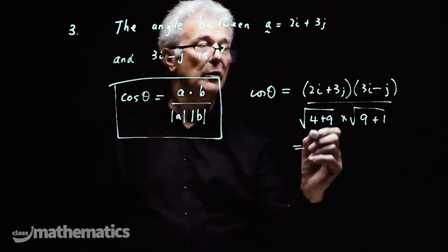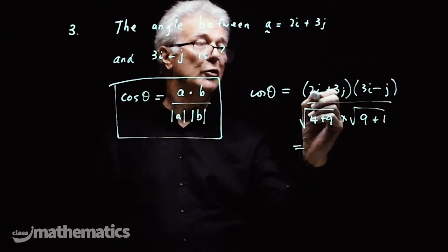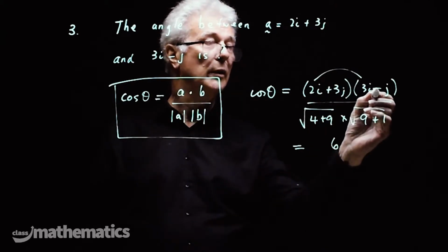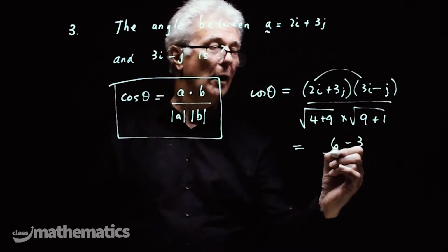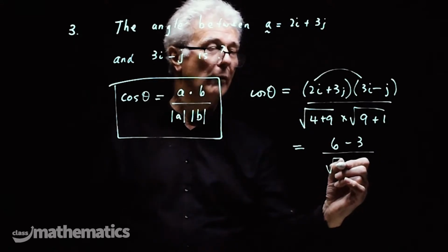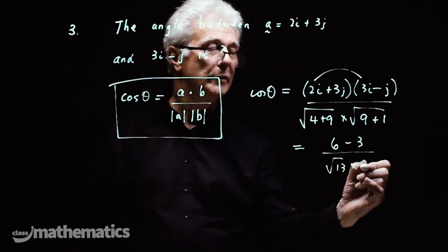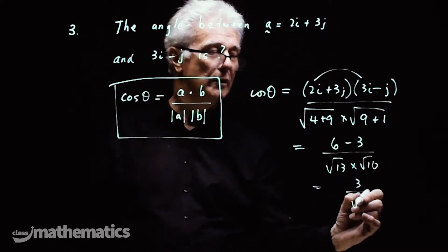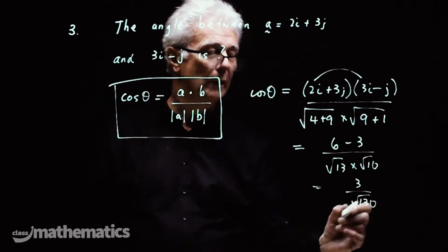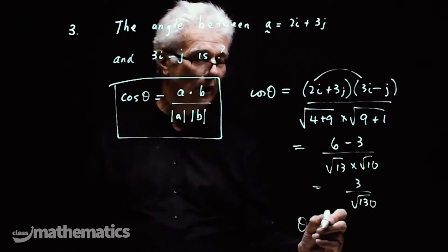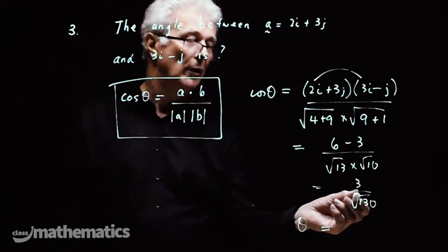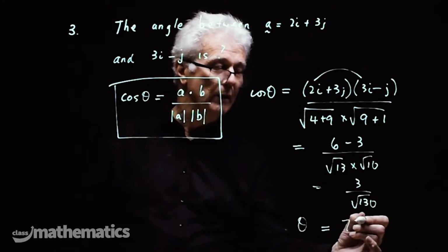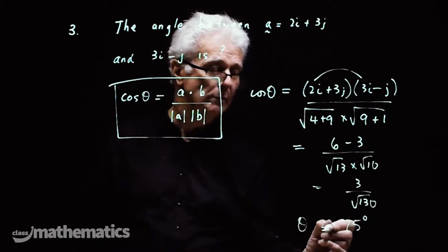So it's going to be equal to, multiplying the tops together, 2 times 3 is 6, and then 3 times minus 1 is minus 3, over the square root of 13 times the square root of 10, which is equal to 3 over the square root of 130. And when you bring out your trusty calculator, you'll find that the inverse cos of this is 75 degrees, approximately.